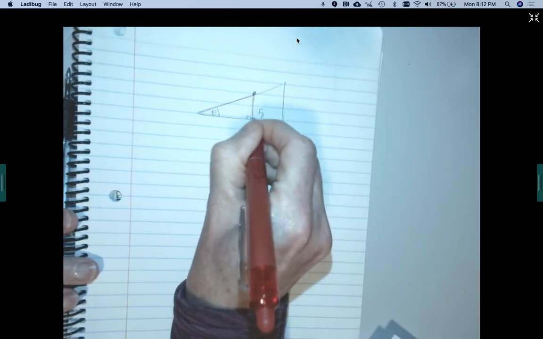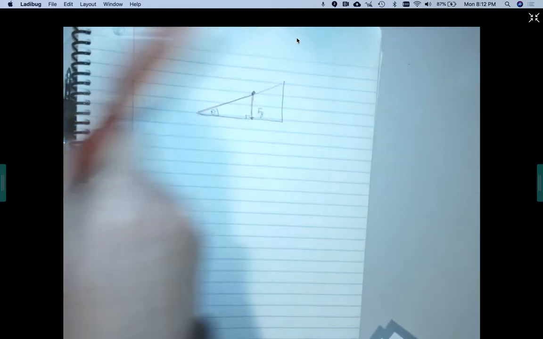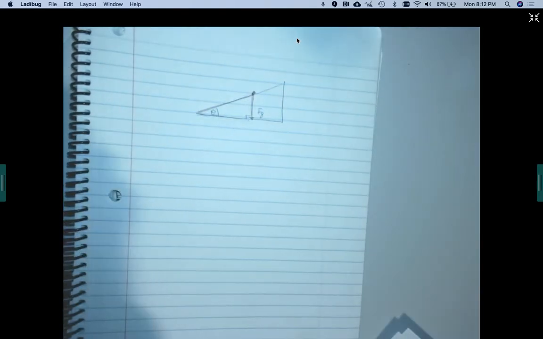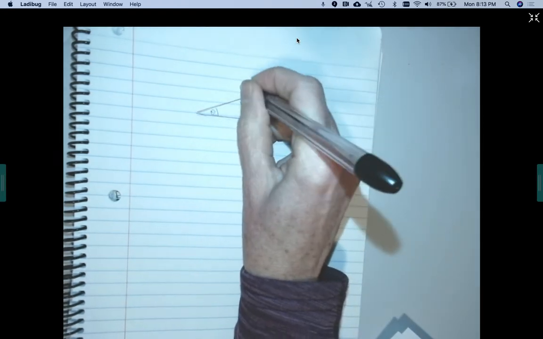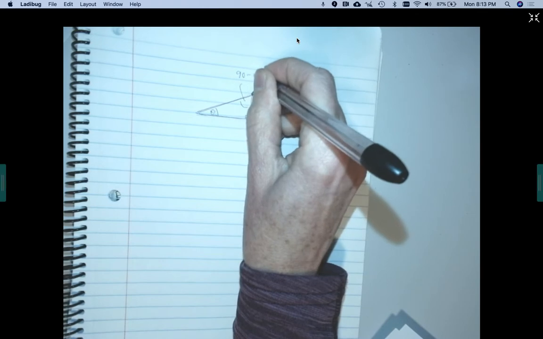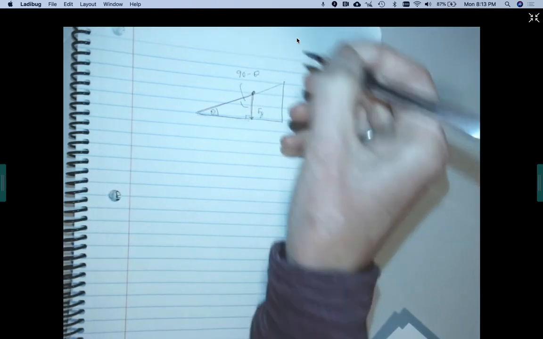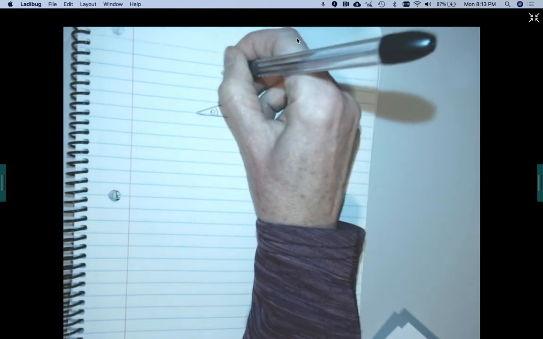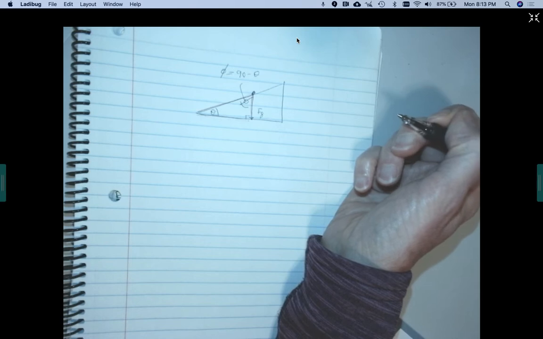Maybe my pen works. So this is 90 degrees, this is theta, and then here, this angle would be 90 minus theta. So let's call that maybe theta 2, or we could call it phi, give it a different Greek letter. Okay, so we'll call that phi.